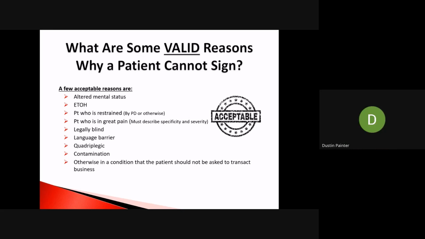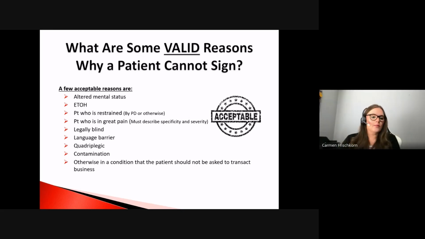All right. So legally blind, language barrier, quadriplegic, those are all valid reasons. Contamination is an interesting one because before the pandemic, this was not counted. If you guys remember, they did not allow for contamination to be a valid reason. Then once the pandemic hit, they were like, oh, okay, contamination might be a real thing. So now what they say is that it has to be a physical contaminant though. So you have to say, blood on the hands or feces on the hands or whatever the case is. Just say what that contaminant is.